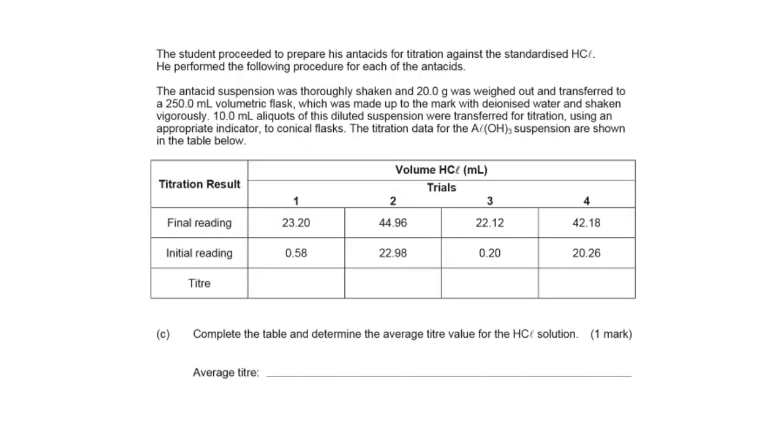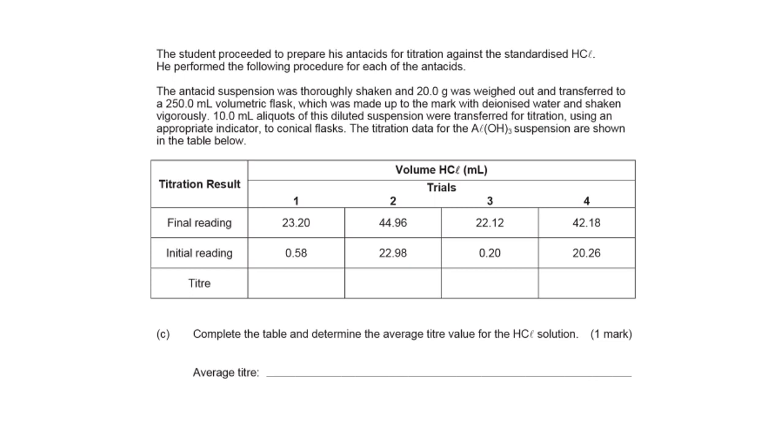Right, so here's where they're putting some practical components in. Again, they've got the words that can make it a bit confusing. So he's talking about, and you need this information later, a suspension was shaken, 20 grams, that's important, was weighed out and transferred to a 250 ml volumetric flask, and then it was diluted with deionized water and shaken vigorously. 10 mLs of the diluted suspension were then transferred for a titration. Now we've got a table that's got our titration results in it.